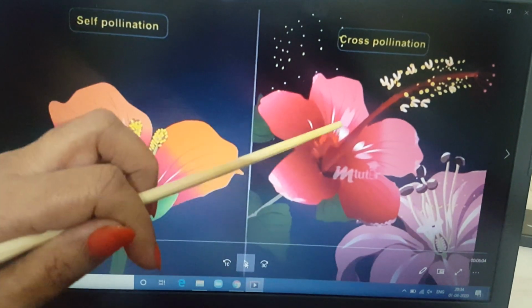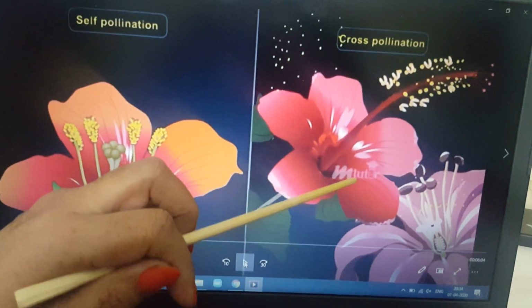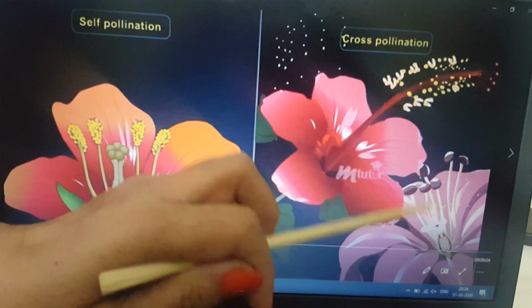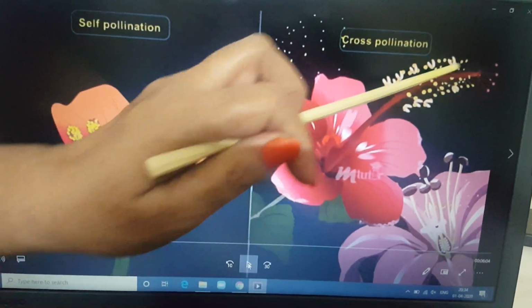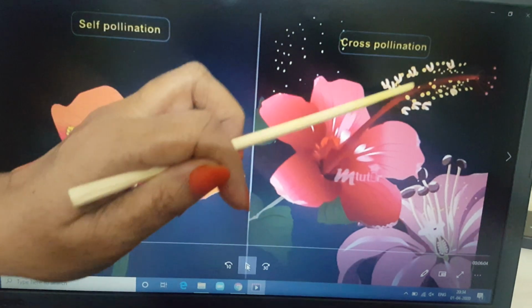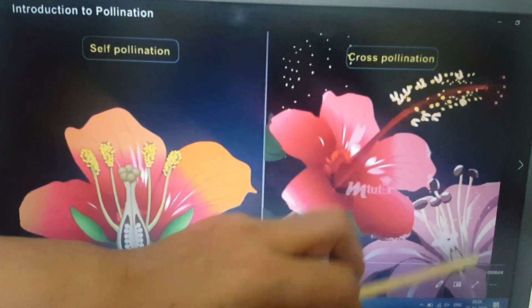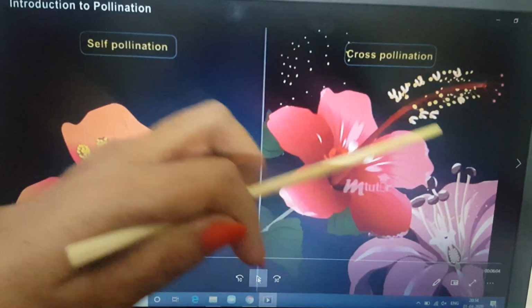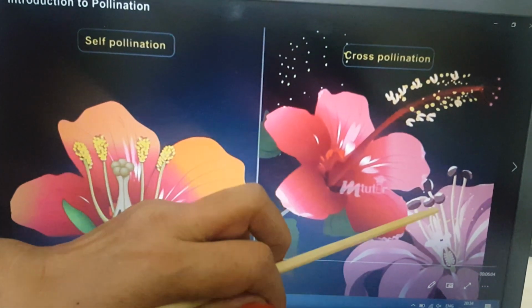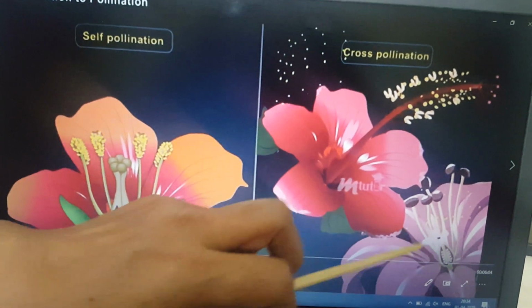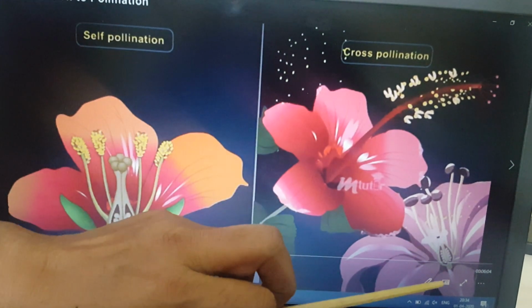Some flowers you will find are not that colorful. In such flowers, even wind acts as an agent of pollination, where the pollen is very thin and could be easily blown away by the wind. So through wind also it is transferred and the pollination is done. In some cases it is also done with the help of water. The pollen is transferred with the water and the fertilization takes place, pollination takes place.